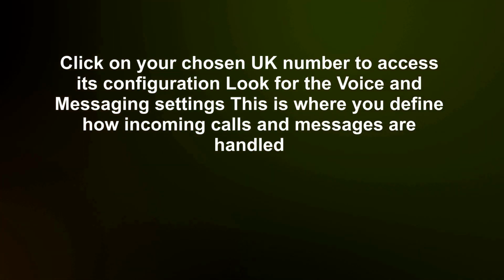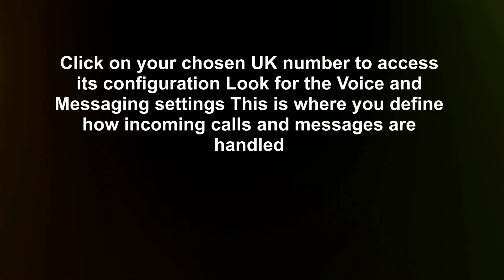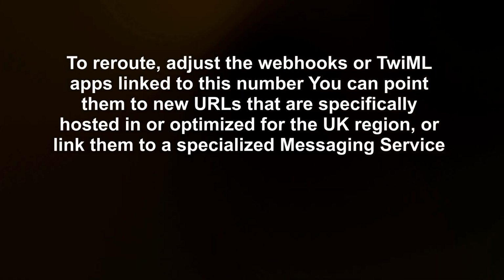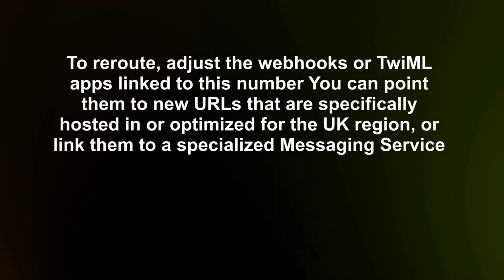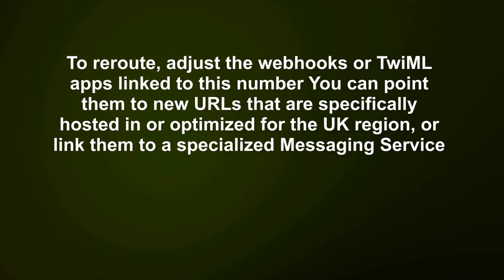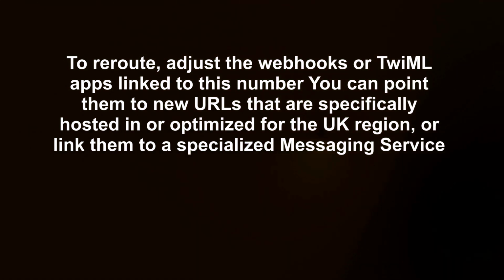Click on your chosen UK number to access its configuration. Look for the voice and messaging settings. This is where you define how incoming calls and messages are handled. To reroute, adjust the Webhooks or TwiML apps linked to this number. You can point them to new URLs that are specifically hosted in or optimized for the UK region, or link them to a specialized messaging service.